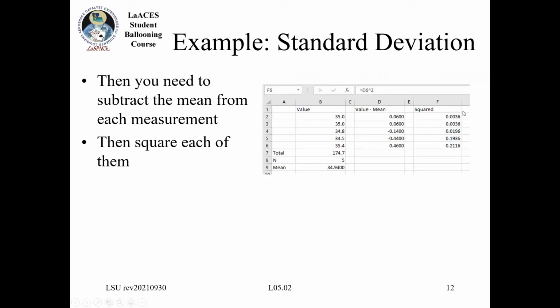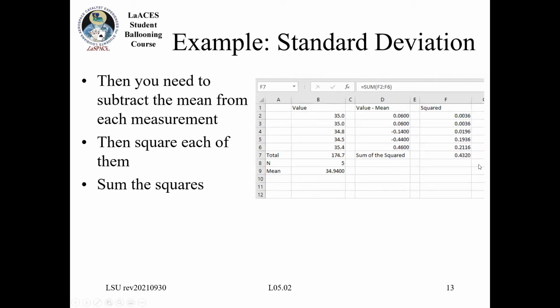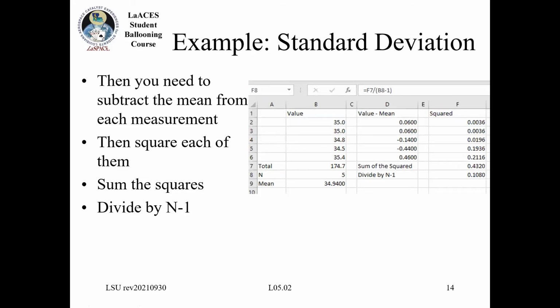Okay, and then I am going to square each one of these values. Fairly simple. Take the number, multiply it by itself. And then I am going to add up the sum of all of those squares, right? The sum of the squared values. And then I divide that by n-1, which in this case is 4. And I get a standard deviation.